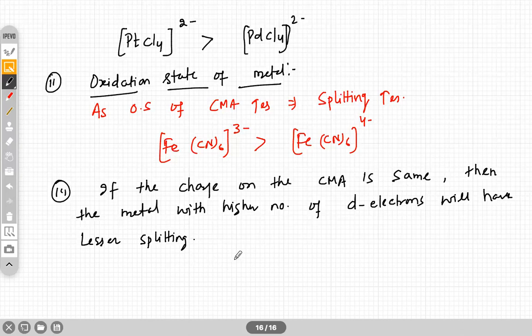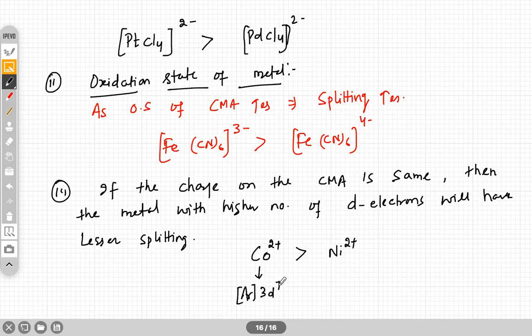So if you consider Co2+ and Ni2+ oxidation states in a complex, in Co2+ the splitting would be more, because if you look at the configuration, it is argon 3d7. And for nickel, it is argon 3d8. So more electrons, lesser will be the repulsion.